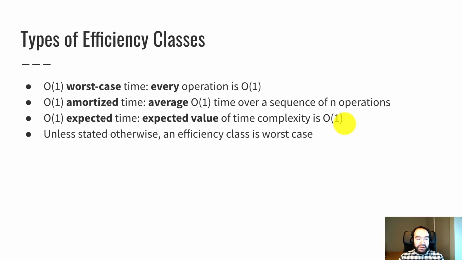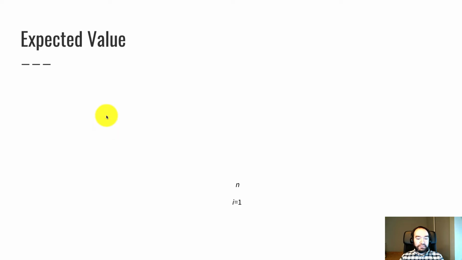is. And in our notation, unless we say otherwise, an efficiency class is assumed to be worst case. So if you just say big O of n without any qualifiers or explanation, we take that to mean big O of n worst case. So often we just write efficiency classes without specifying worst case, amortized, or expected, but if an efficiency class is amortized, we have to add that word to be clear. If an efficiency class is expected, we have to add that word to be clear. And then sometimes we write out worst case to be crystal clear that an efficiency class is not amortized or expected. So let's review what an expected value is.